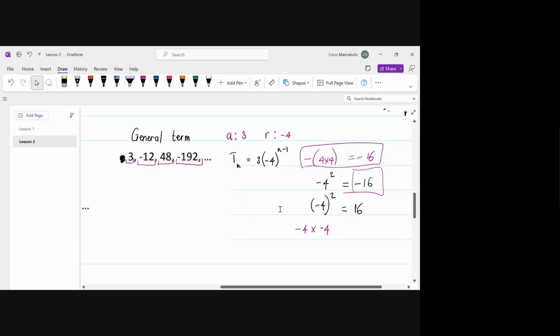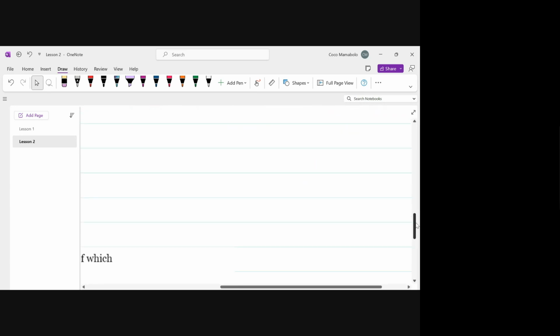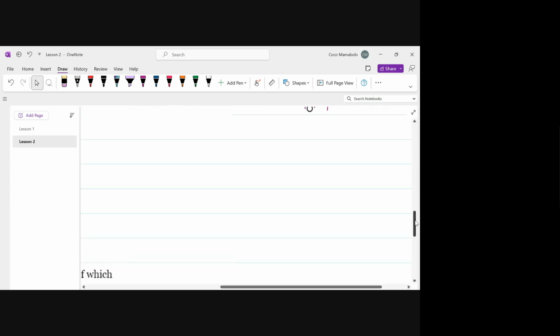So our general term over here is going to be Tn is equal to 3 times, and then in brackets, -4 to the power of n minus 1. All right, let's go look at a challenge. I'm going to give you guys a challenge very quickly.